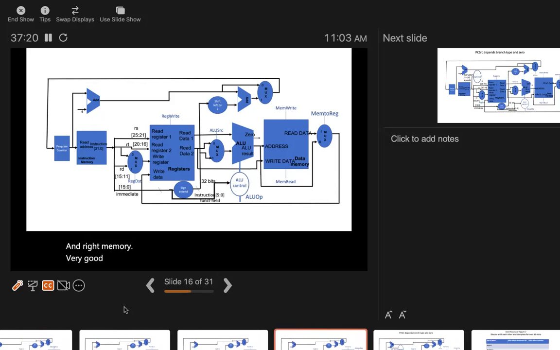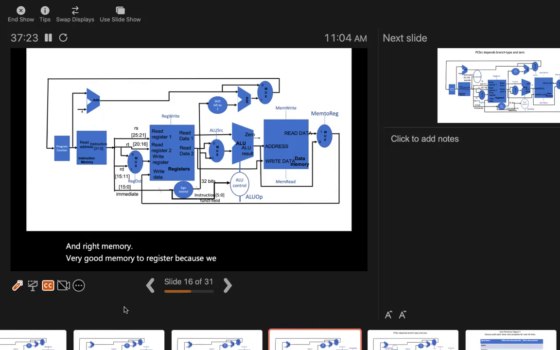Memory to register because we are sending the value either from the memory or the ALU to the register. So we are asking that mux, hey, do you want to send it from memory to register? No? Then in that case, ALU will be written. Yes? In that case, the data that is read from the data memory is going to be written.